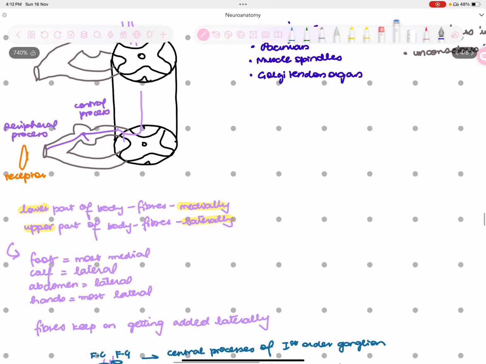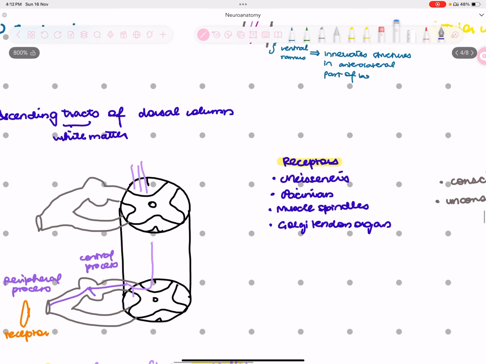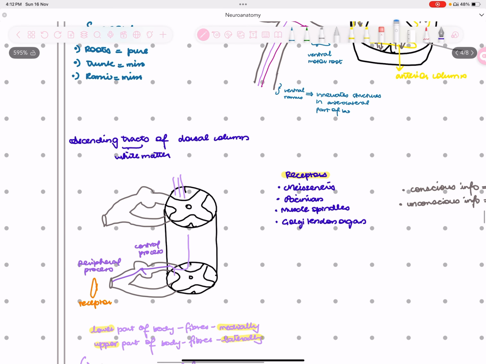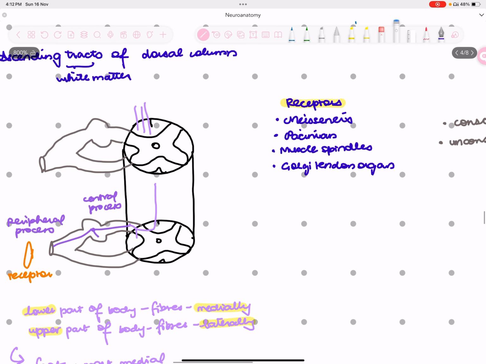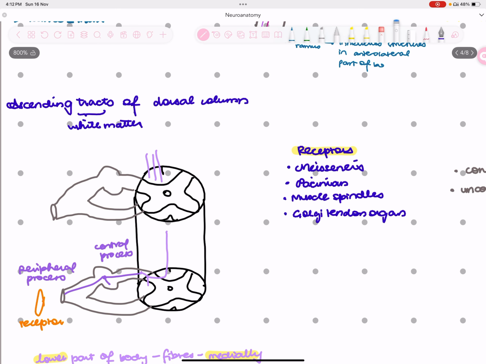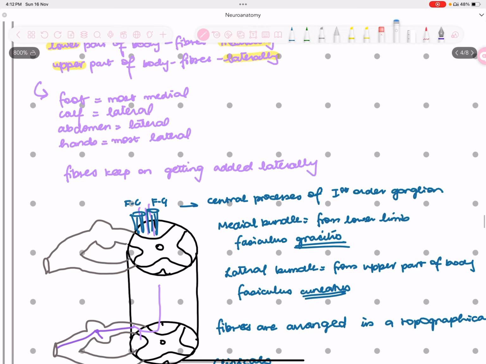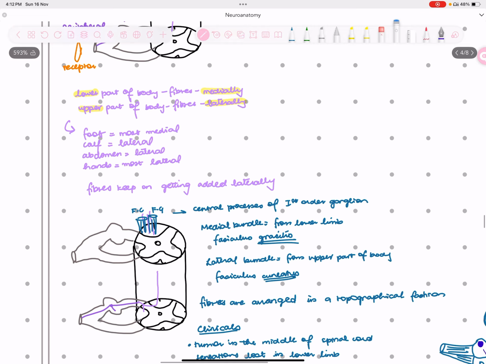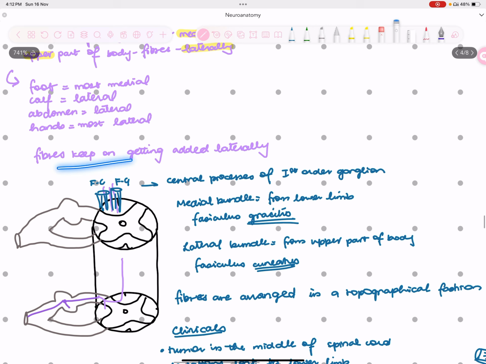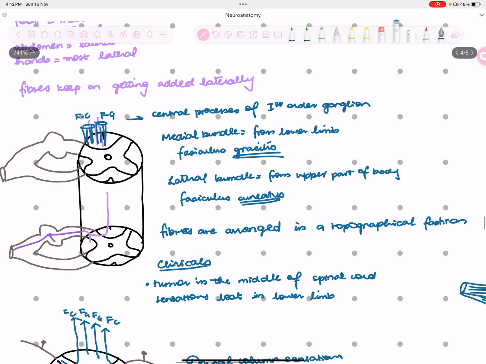So, for example, a person, God forbid, has developed some sort of disease or tumor right in the middle. So, what will be affected? His lower limbs will be affected because the fibers there are the ascending tracts coming from the lower limb. So I hope you can learn this for now: the ascending tracts of the dorsal column are simultaneously, as you go upwards, being added on the lateral side. So the medial-most are from your lower part of the body. This was very detailed information, but you need to know it. The fibers keep on getting added laterally, so that we've established.